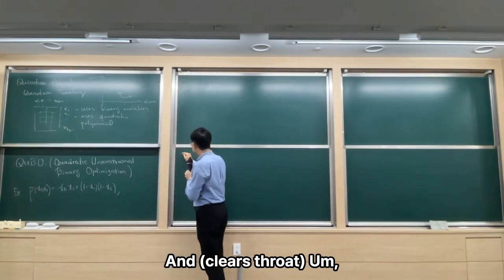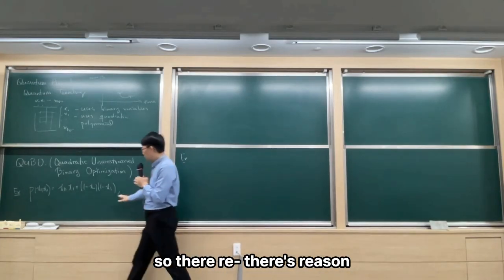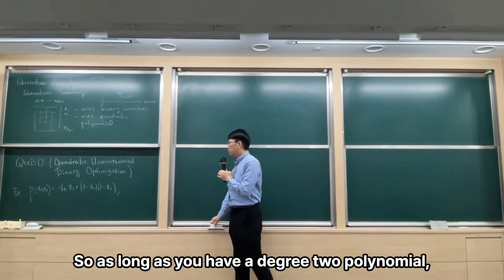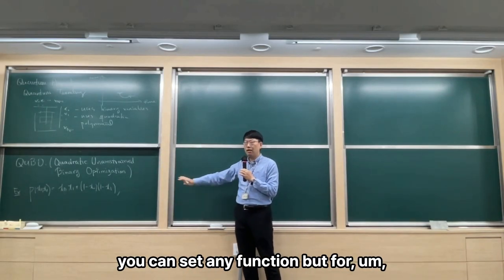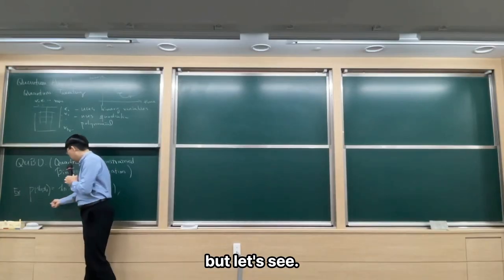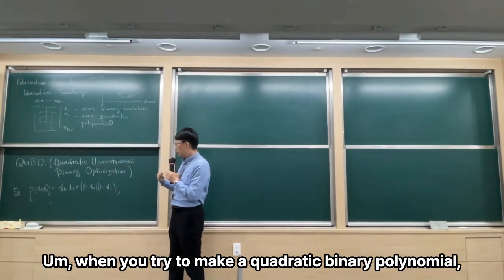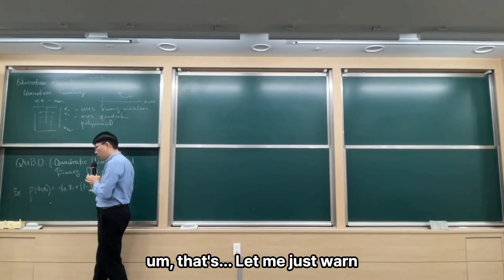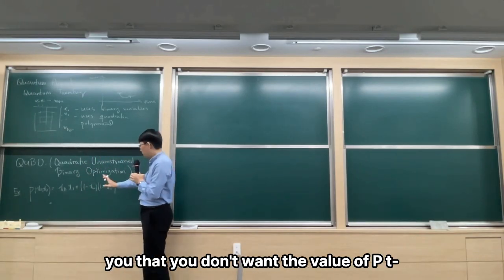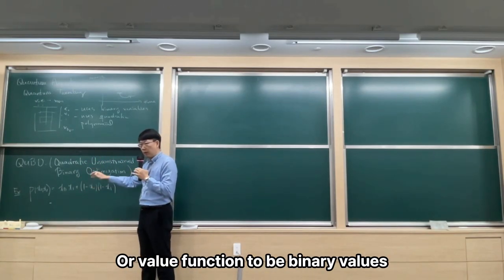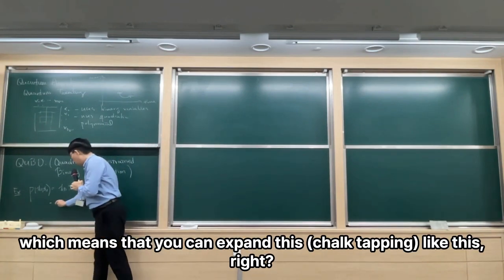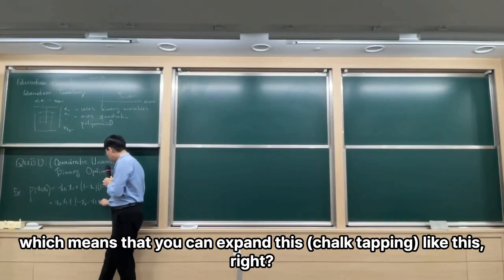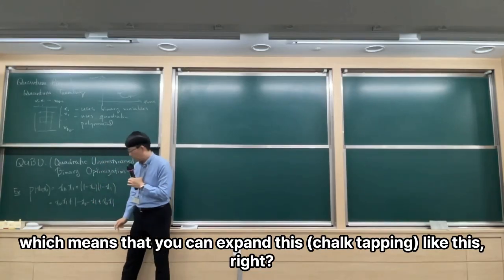And there's a reason why I introduced this type of polynomial. As long as you have a degree 2 polynomial, you can set any function. But let's see. When you try to make a quadratic binary polynomial, let me warn you that you don't want the value of p or the value of the function to be binary values, which means that you can expand this like this, right?